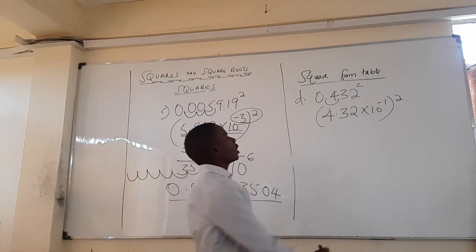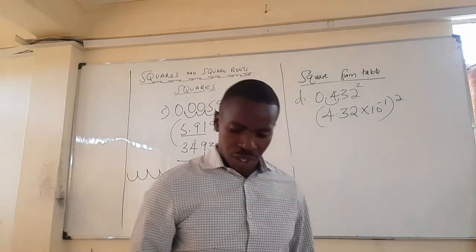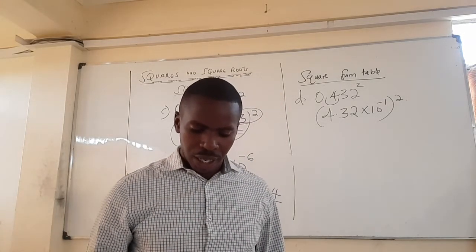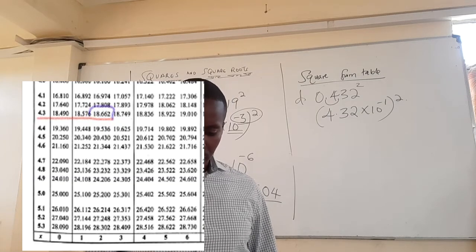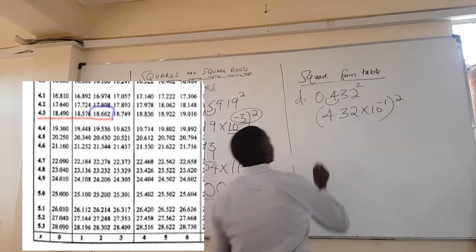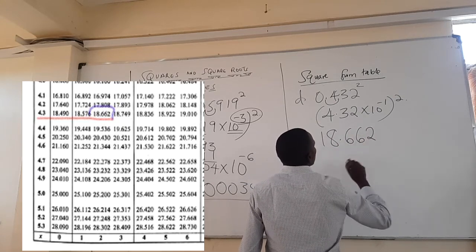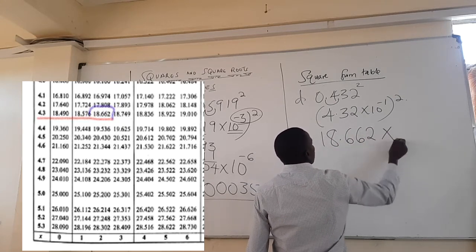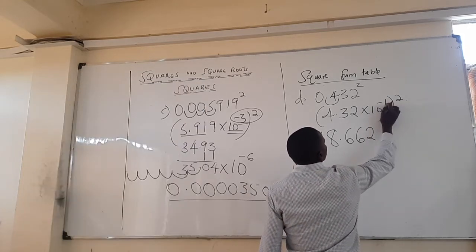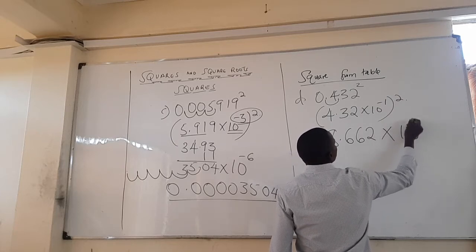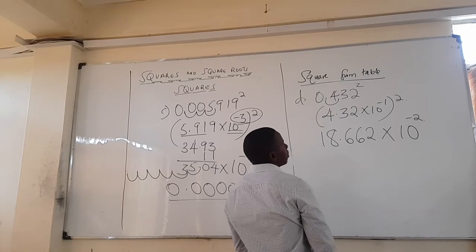So we are going to read from the table 4.32. 4.32 squared is 18.662. This then you multiply by 10 power negative 1 squared. We multiply the power, minus 1 times 2. We get 10 power minus 2. Just multiply the powers there.